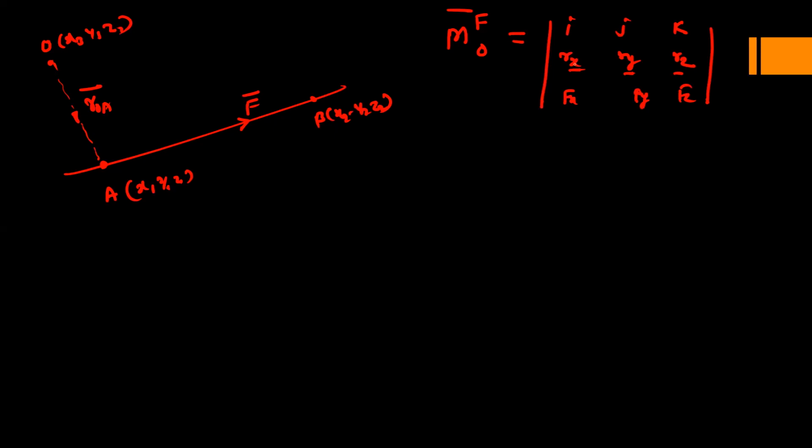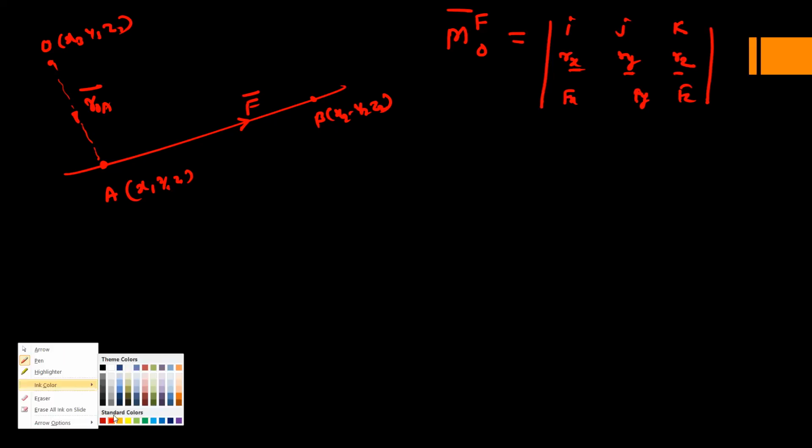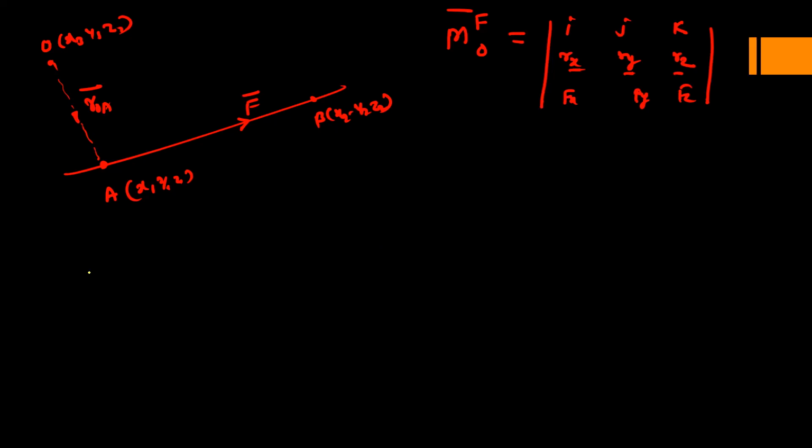So by using this equation, that is a determinant, we can find out the moment by any force about the given point. So we will use this formula to find out the moment for the given system. Just I will show how to calculate the moment by a single force. So here we have one force at the point A.